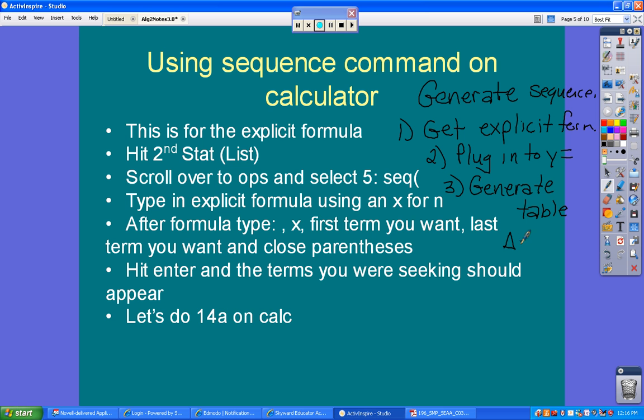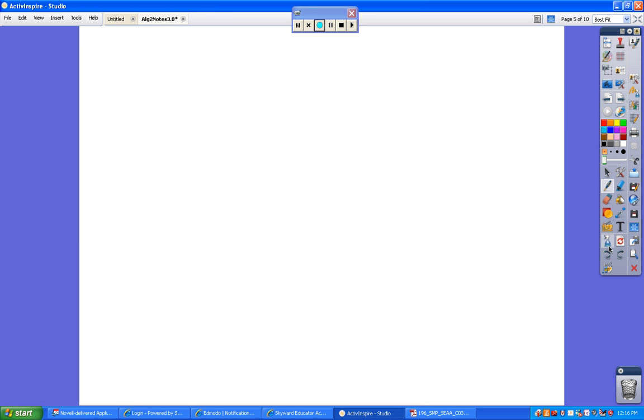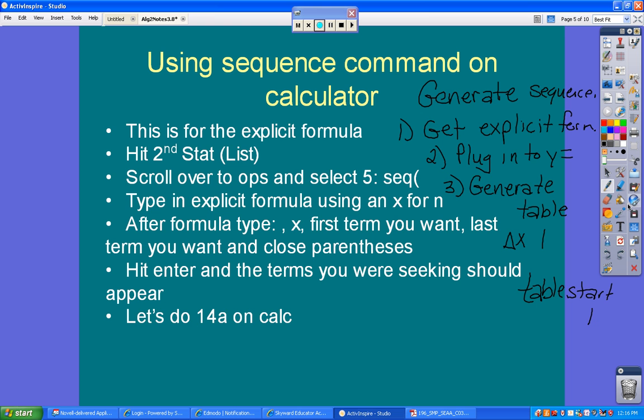Just make sure you change your delta x, your step, so that it's 1. Start your table at 1 also. And then you'll be looking at the first term, second term, third term, whatever. There is a command, but I think it will just cloud your brain, like I said. And if you're interested in it, I will talk to you about it next time I have you in class.